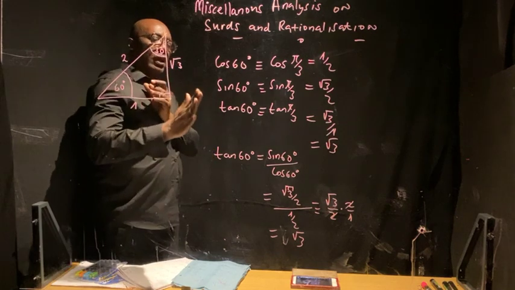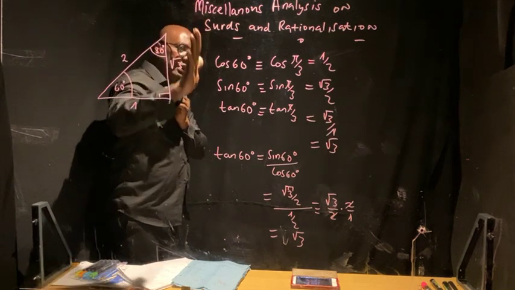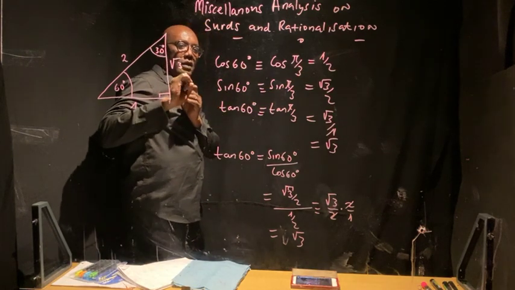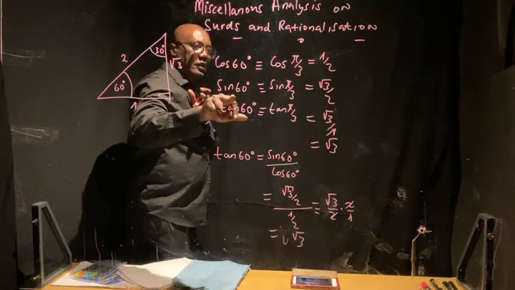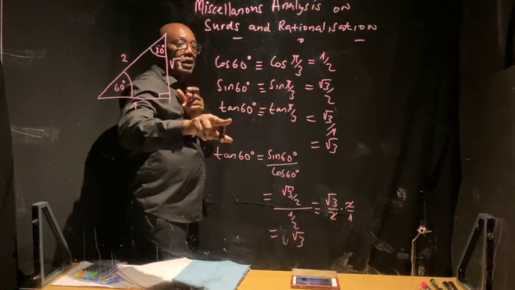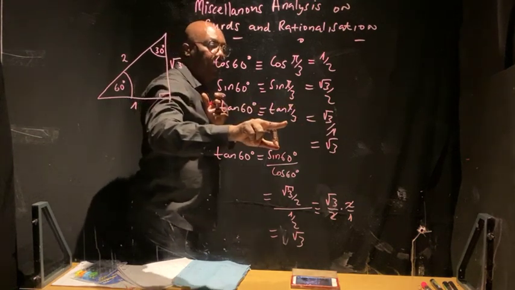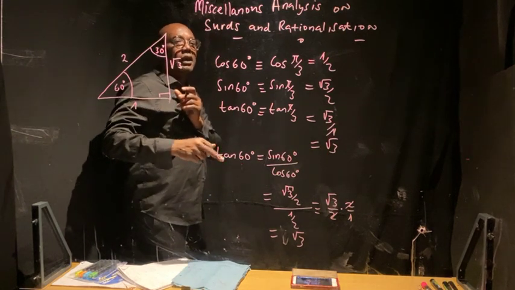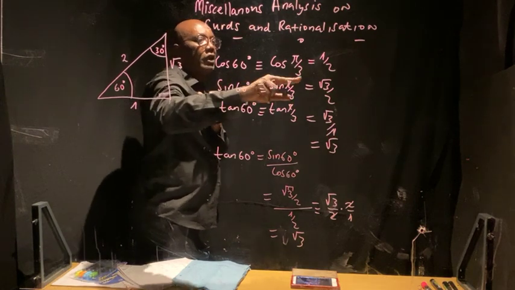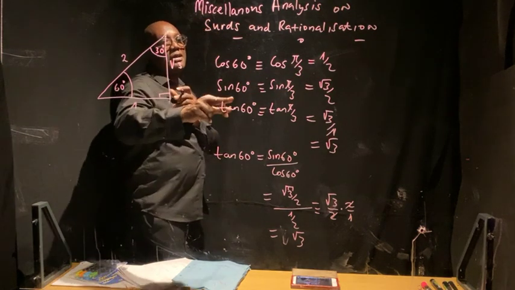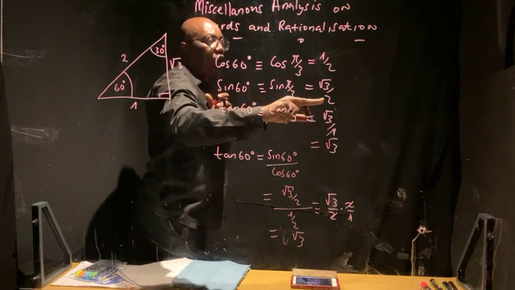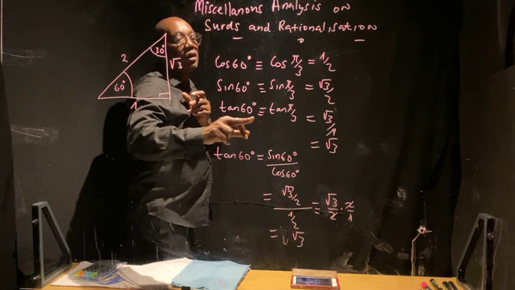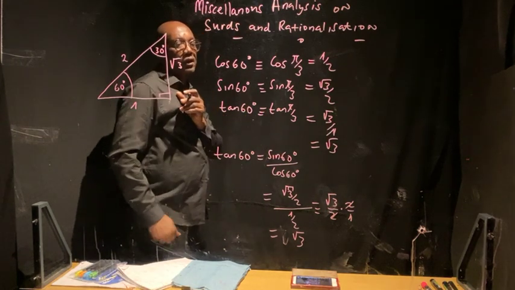I'm going to stand out of your way so that you can see the board clearly. Cos 60 is equal to half. Sine 60 is equal to root 3 over 2. Tan 60 or tan pi by 3 is equal to root 3. If I may repeat it again, cos 60 or cos pi by 3 is half. Sin 60 or sin pi by 3 is root 3 over 2. Tan 60 or tan pi by 3 is root 3.